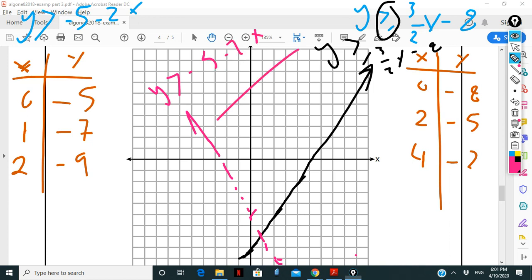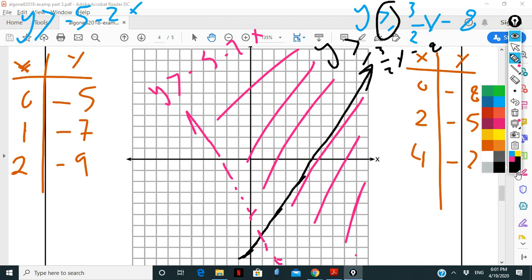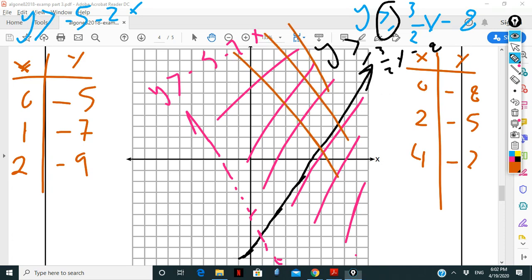Now, y is more than means this part. Y more than or equal, it's that part. So that part is the solution. Okay.